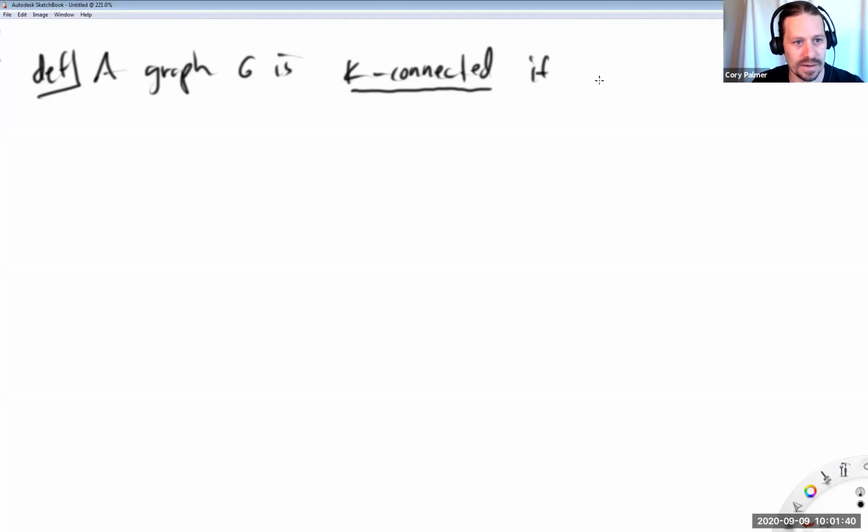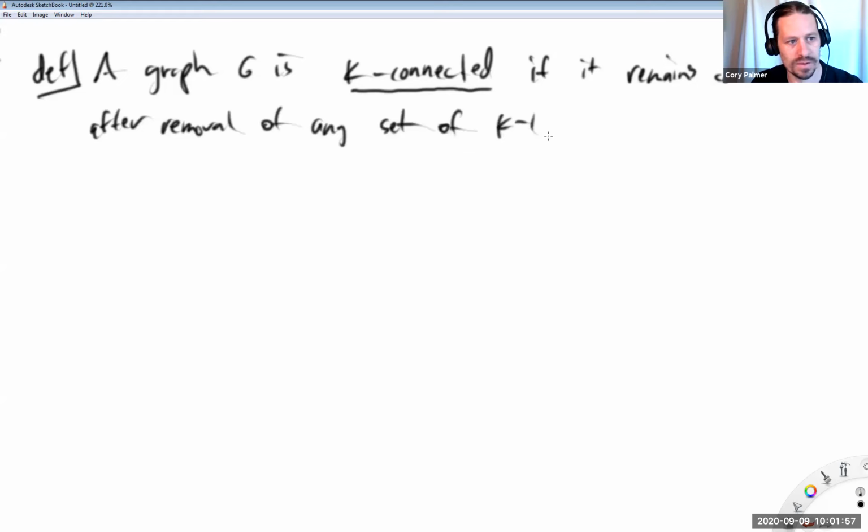So a graph is K connected if it remains connected after removal of any set of K minus 1, so less than K vertices. Okay? So this represents how robust it is to removal and remaining connected.